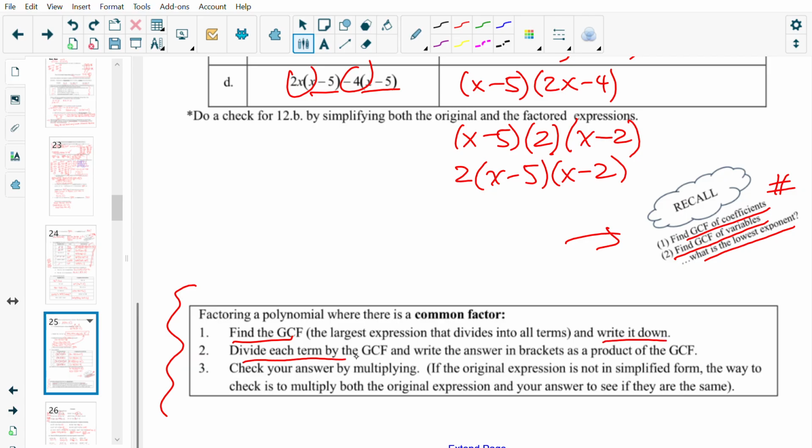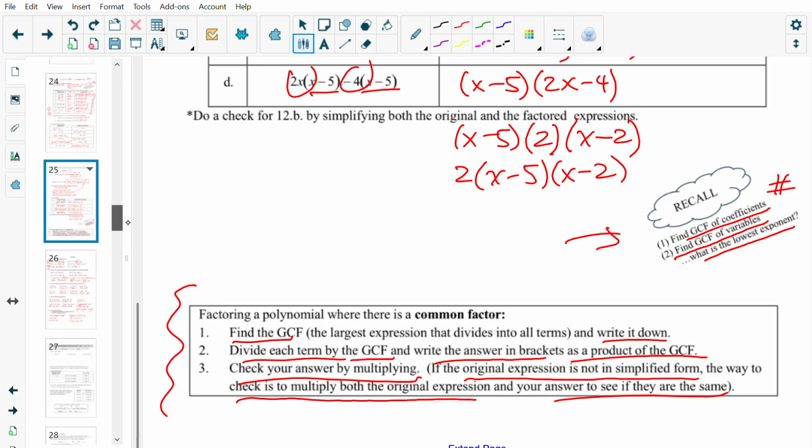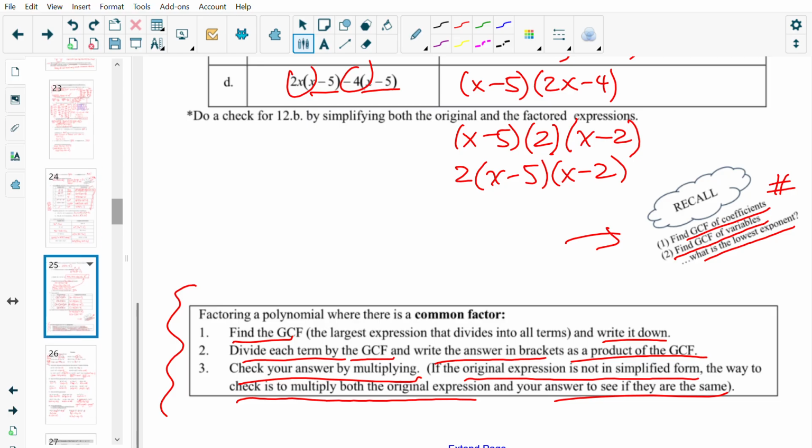Find the GCF. The largest expression that divides into all terms, and write it down. Divide each term by the GCF and write the answer in brackets as a product of the GCF. Check your answer by multiplying. So you multiply back, distributive property. If the original expression is not in simplified form, the way to check is to multiply both the original expression and your answer to see if both are the same.